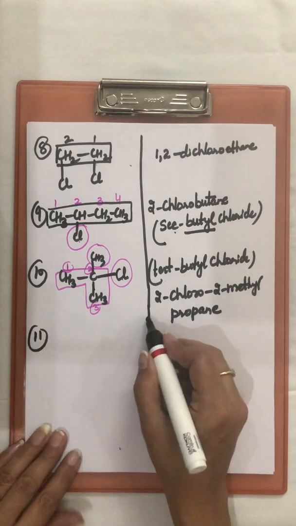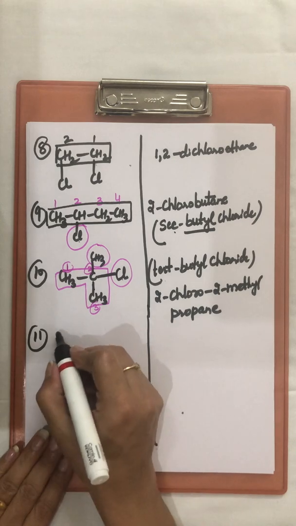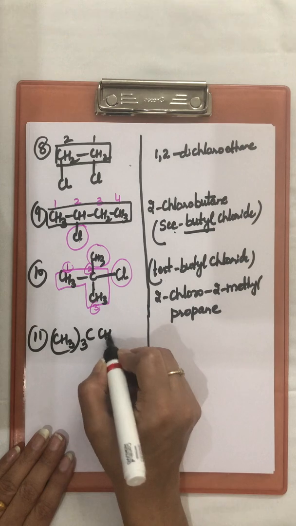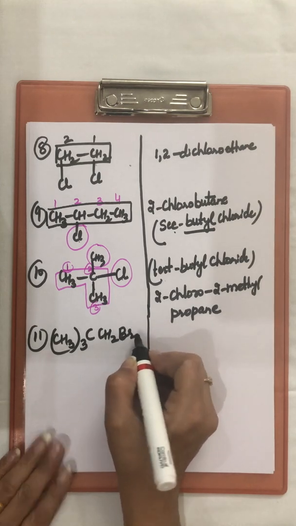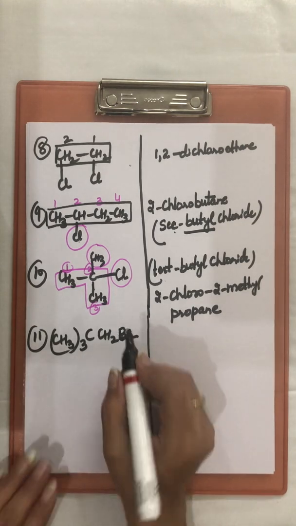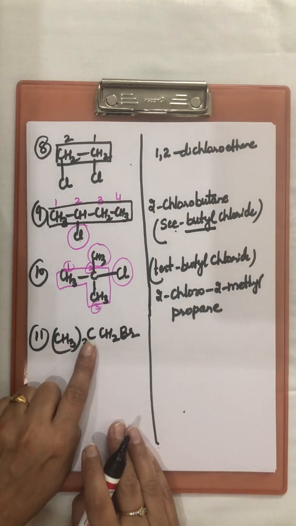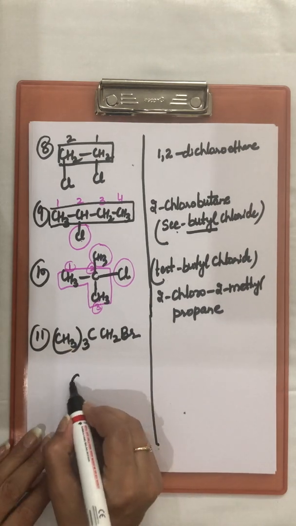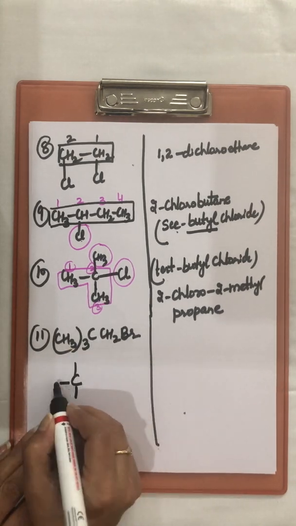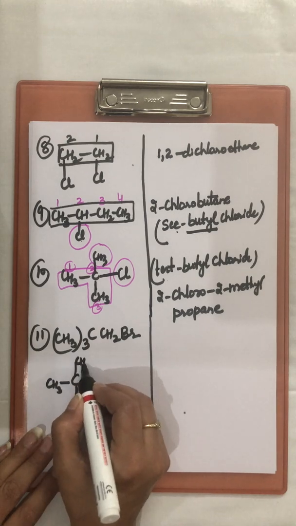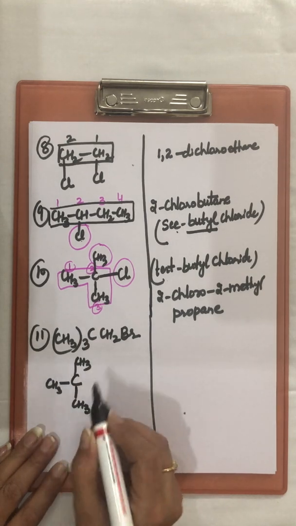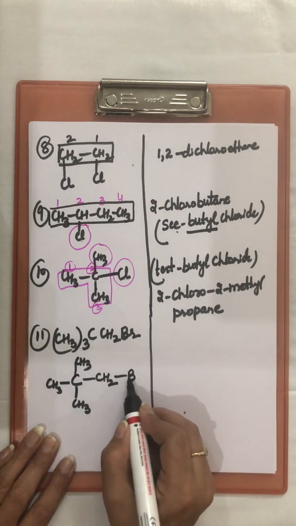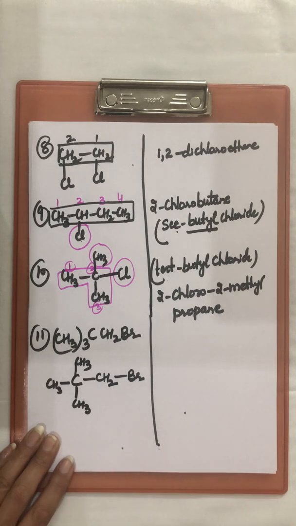Next example. (CH3)3C-CH2Br. Now how to expand the formula? (CH3)3C. With this carbon, 3 CH3 groups are attached. With this carbon atom, the 3 sides we have are CH3 groups. Then next to this carbon is CH2, and next to CH2 is Br. This is how we'll expand this formula.